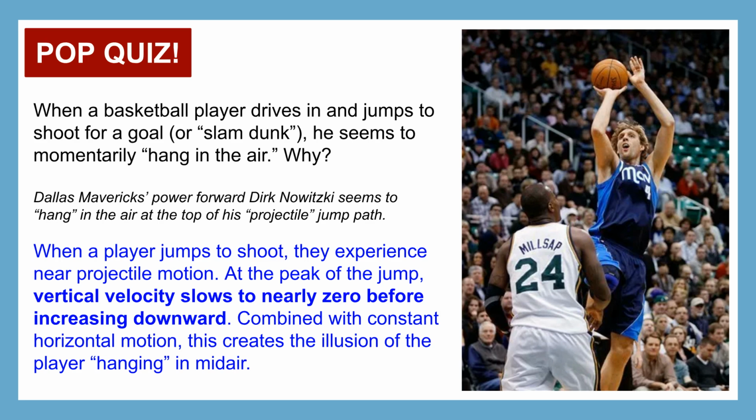Let us analyze the physics behind a spectacular slam dunk. When a basketball player leaps into the air, they become a projectile following a curved path. At the very top of their jump, their vertical velocity slows down to nearly zero before they start accelerating back downward. However, their horizontal speed remains constant as they move forward.